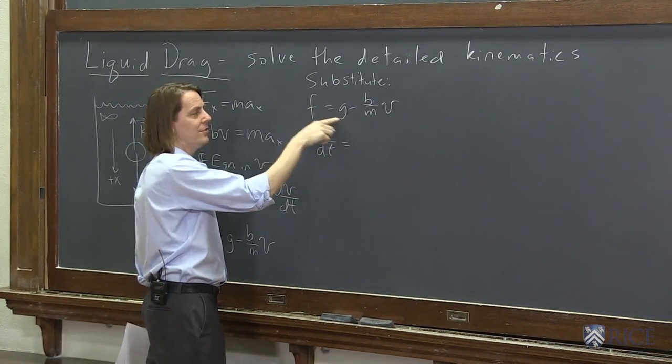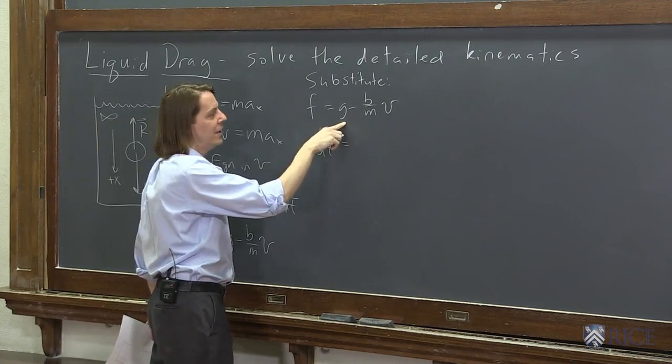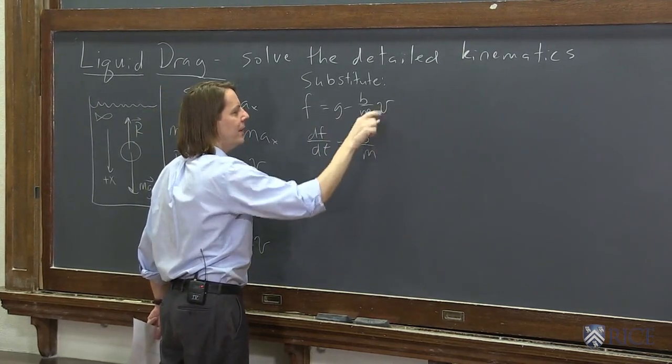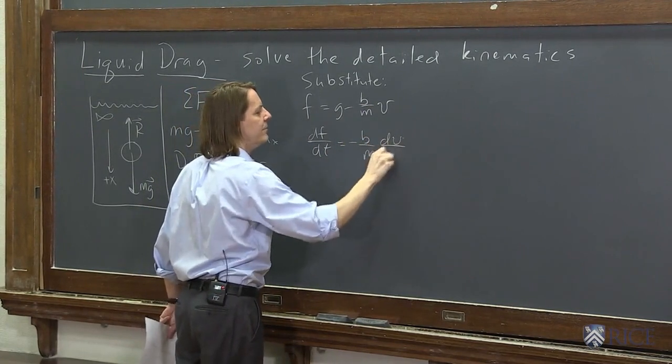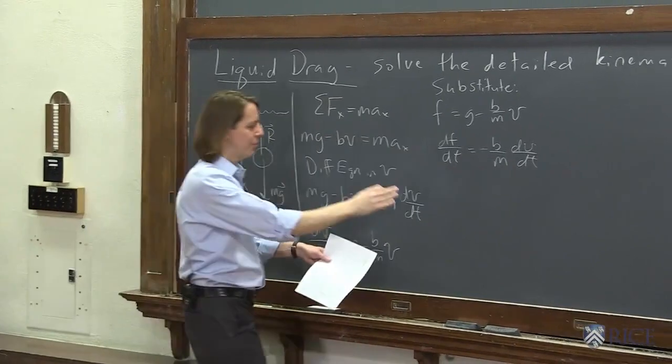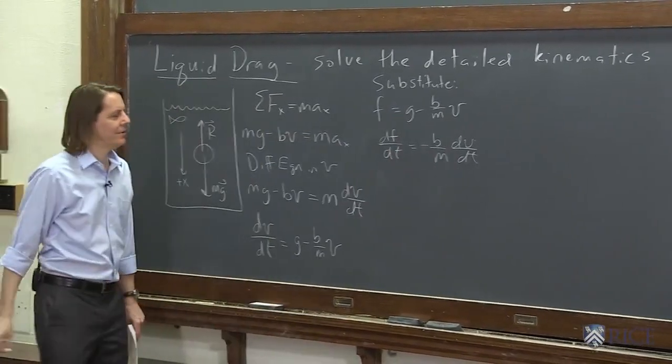Remember, this is a function. This is just the constant acceleration of gravity. It has nothing. So it's minus b over m, and that derivative is dv dt. You could call that a, but we don't want to. We're trying to do everything in terms of v here.